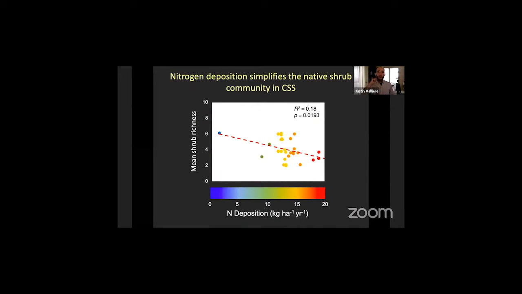We also saw some evidence for simplification in the actual shrub community, so the woody plant species. This was a significant, but weaker trend, and this was the mean number of native shrubs per plot. So it suggests there might also be some simplification in the shrub community. Because these species are longer lived, we speculated that it could be that the changes that we see for those shorter lived herbaceous species just haven't manifested in these older shrub communities.